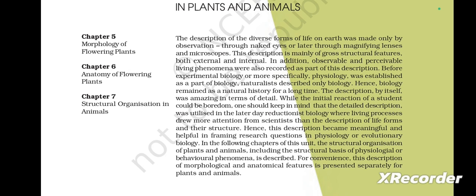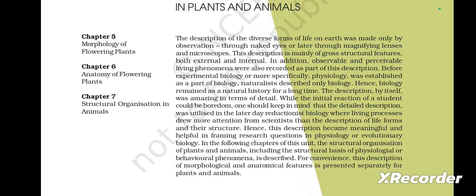The description of the diverse forms of life on Earth was made only by observation through naked eyes or later through magnifying lenses and microscopes. This description is mainly of gross structural features, both external and internal. In addition, observable and perceivable living phenomena were also recorded as part of this description. Before experimental biology, or more specifically physiology, was established as a part of biology, naturalists described only biology. Hence, biology remained as a natural history for a long time.